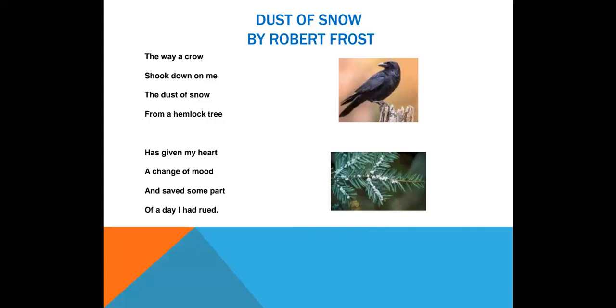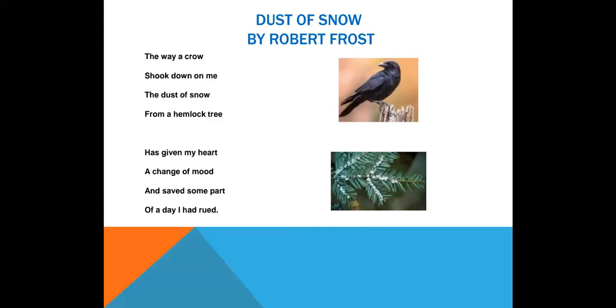Rued means I was holding this day in regret. Please do mention that rued means holding a day in regret. He was holding his day in regret, and he's saying that when the dust particles fell on me, it gave me a positive mood. It brought back my positive mood. The day that I was spending in regret, now I'm going to spend with happiness.